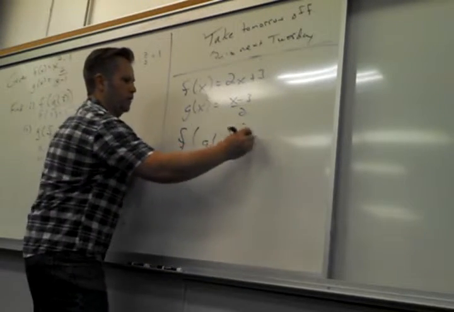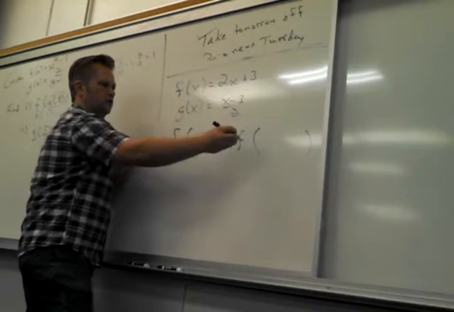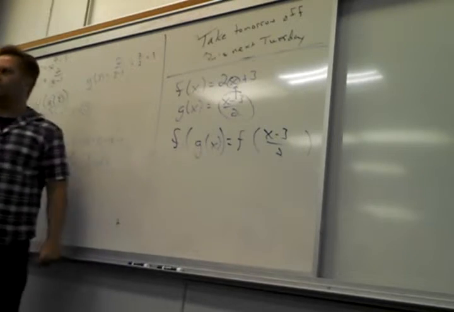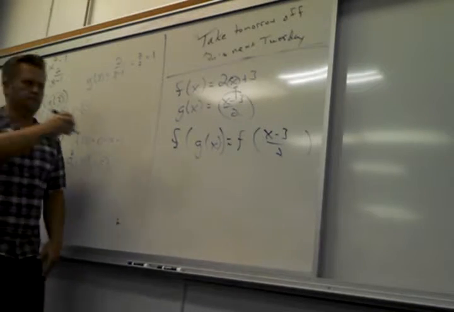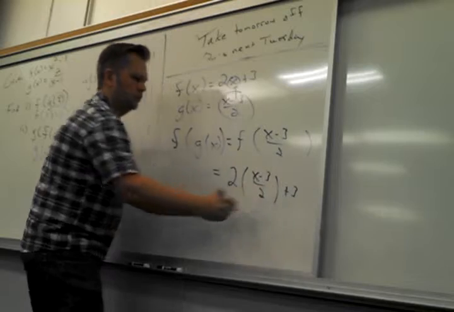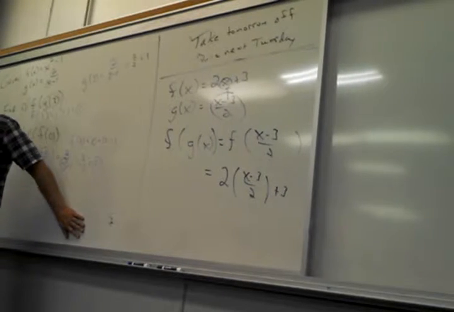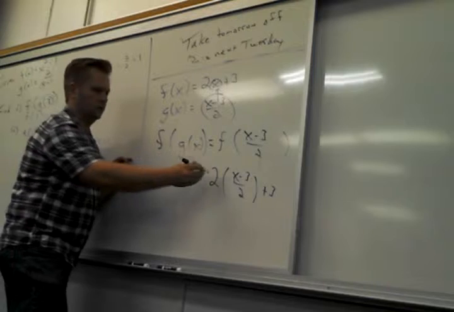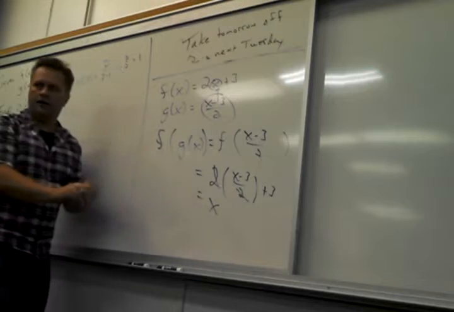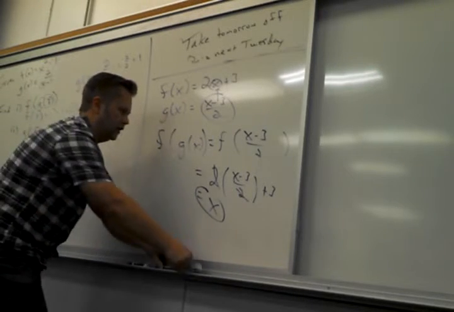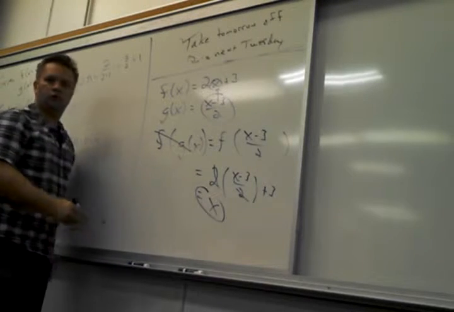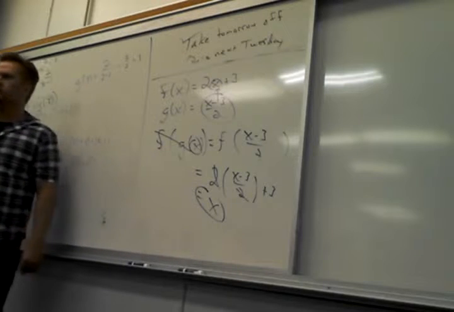So what am I plugging into F? G, which is... So I'm going to put that there, and plug it into F. So twice x minus 3 over 2, plus 3. The 2's cancel. X minus 3 plus 3. X. And why does this make sense? What would F and G do to each other if they were inverses? Cancel each other. What would you be left with? X. Well, we just proved it, right?